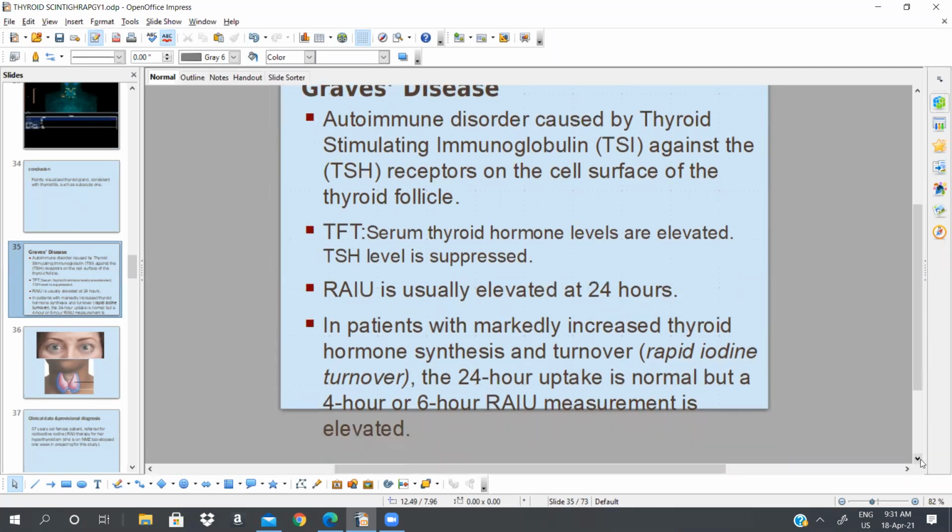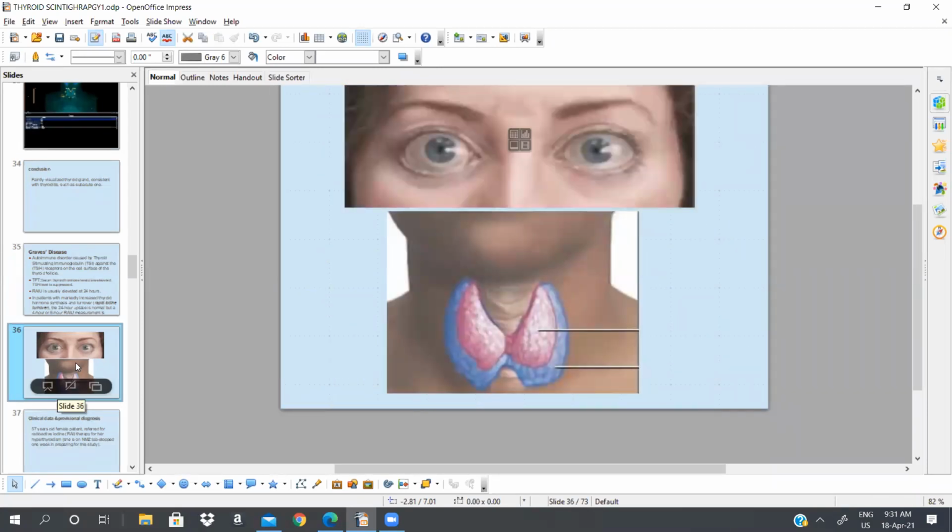So we can measure the percentage uptake by using either technetium or iodine. Here I am talking about the iodine, the 24 hours or the 4-6 hours. The Graves' disease patient comes with goiter, the gland is diffusely enlarged, and the patient may have symptoms like exophthalmos, like in this picture.